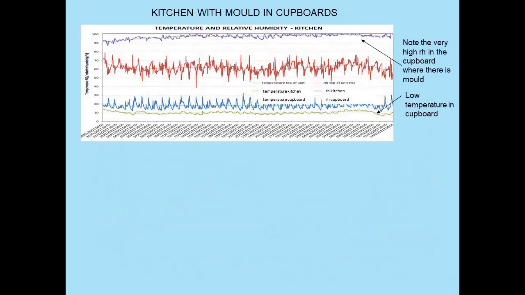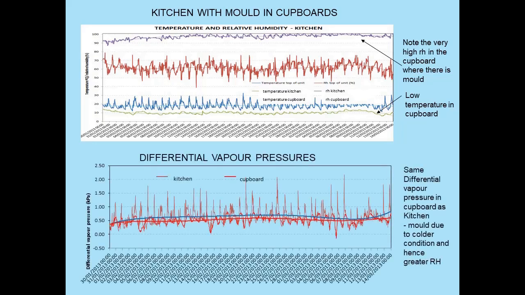Another problem that arose was a kitchen with mould in the cupboards, and that's the actual data from the data loggers. And note the very high relative humidity in the cupboard where there was mould, and the very low temperature. So it was thought that there was dampness coming off the wall with the cupboard doors shut. However, when we converted those to differential vapor pressure, there's the same amount of water in the cupboard as there was in the kitchen. The mould was simply due to the colder condition, and hence greater relative humidities developed within the cupboard.